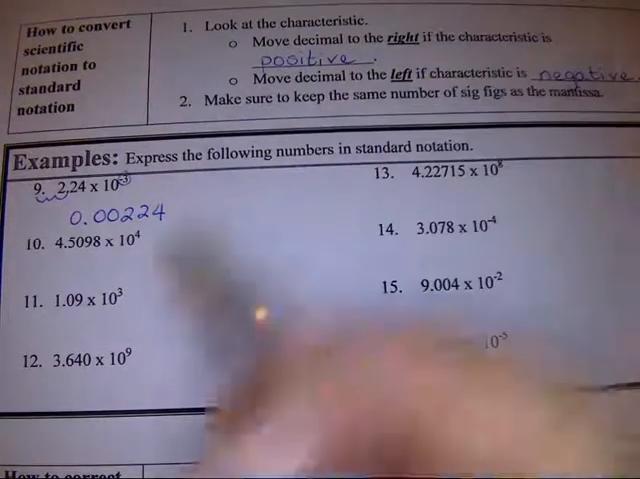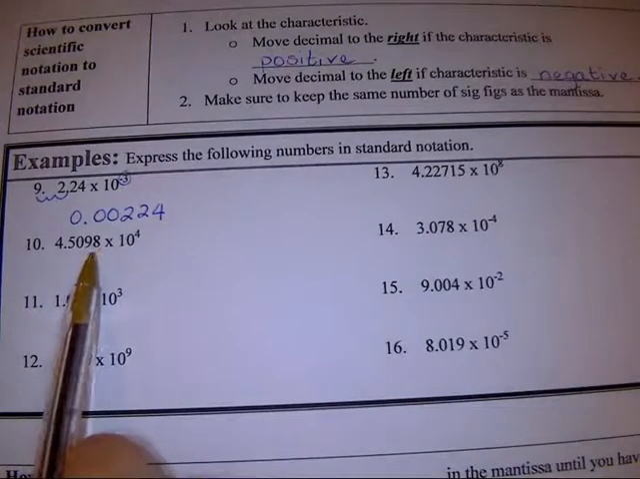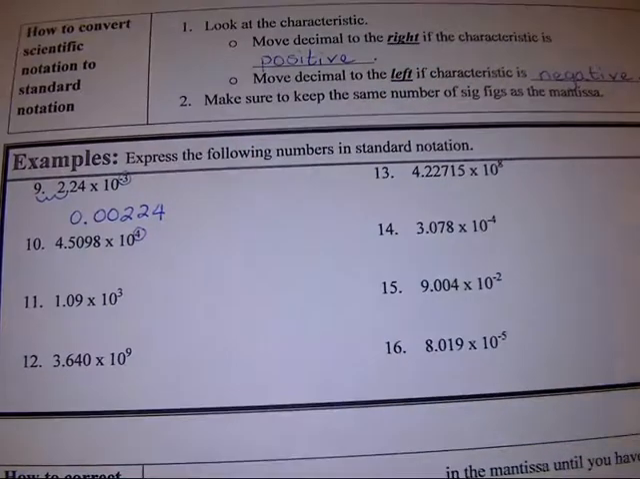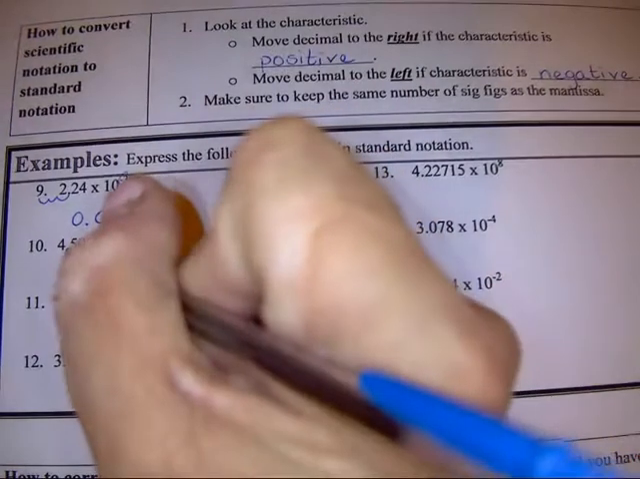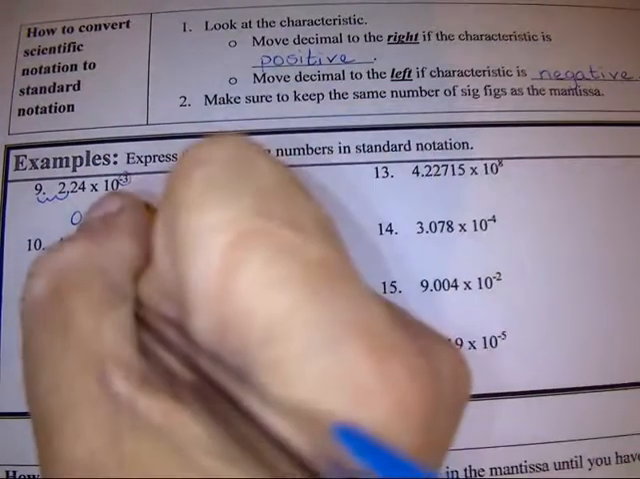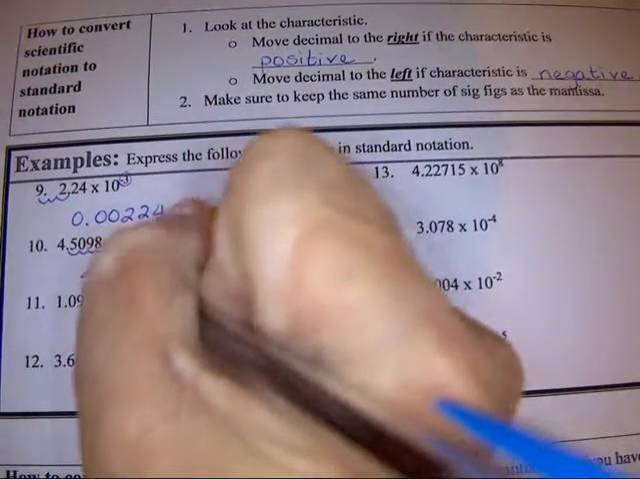Look at number 10. 4.5098 times 10 to the 4th power. This characteristic is positive, which means I'm going to move the decimal to the right. 1, 2, 3, 4. And the answer is 45,098.